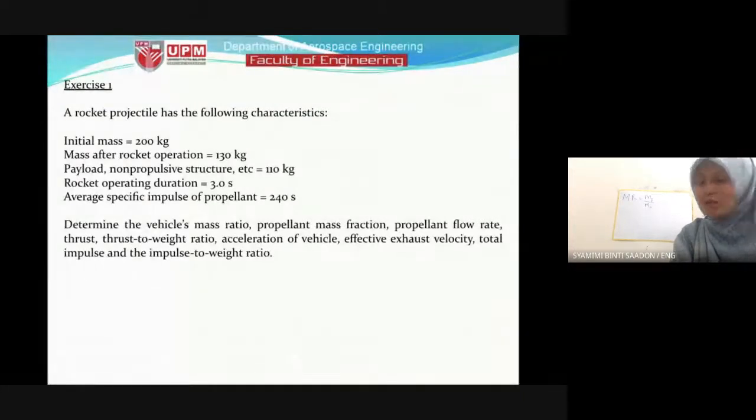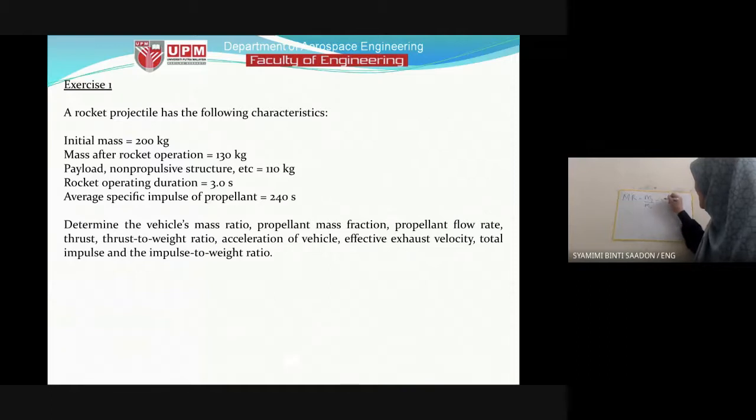Okay, the mass ratio. The final mass is 130 over the initial mass 200. So just 130 divided by 200, you get 0.65, the mass ratio. And then what else?